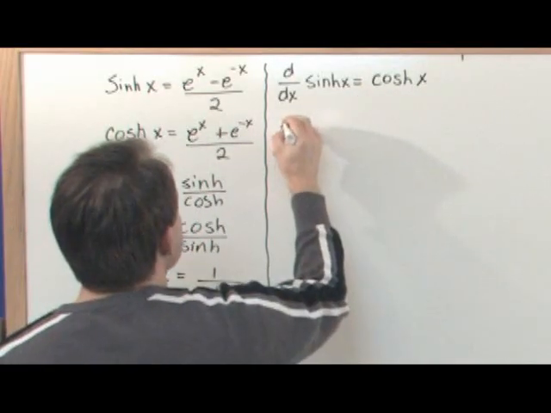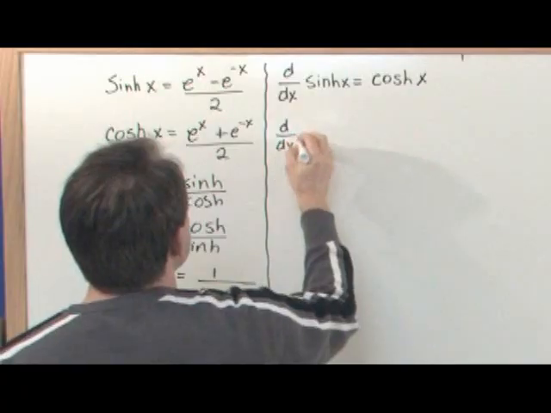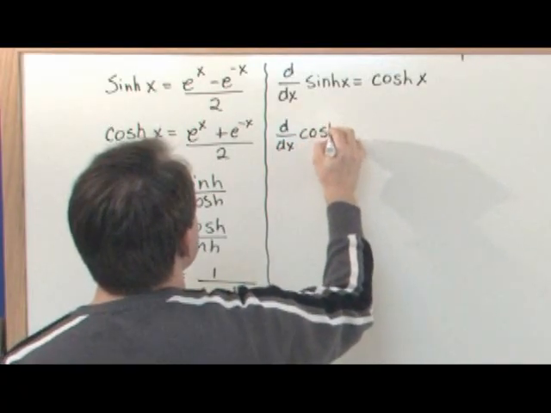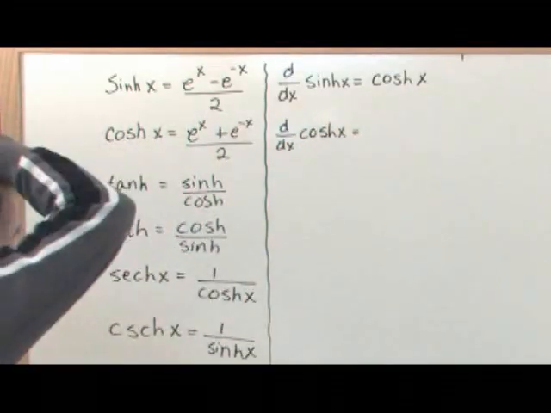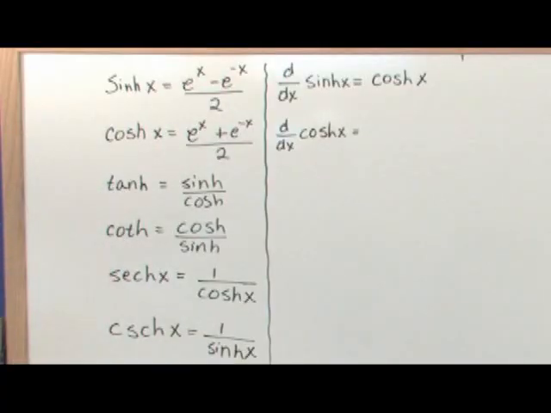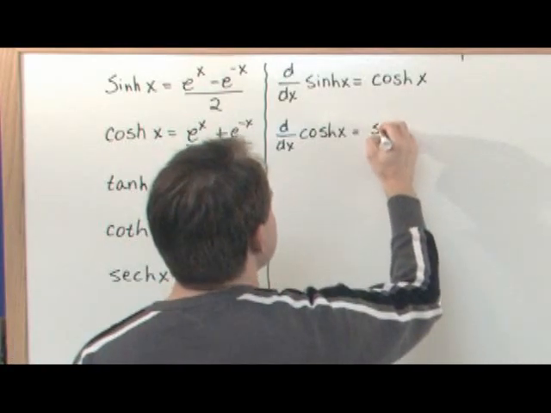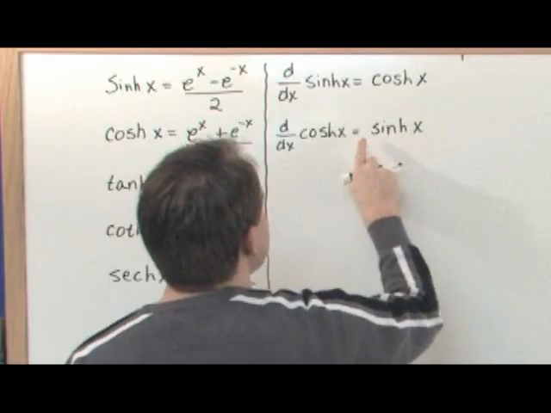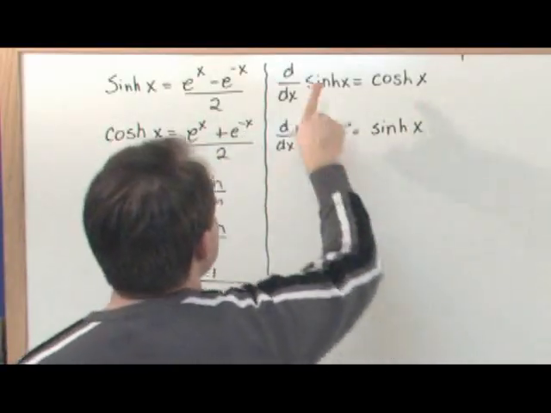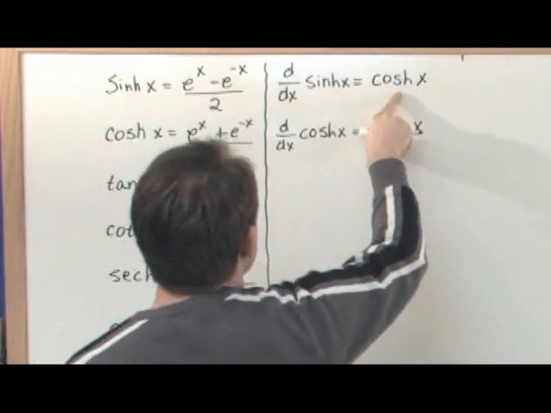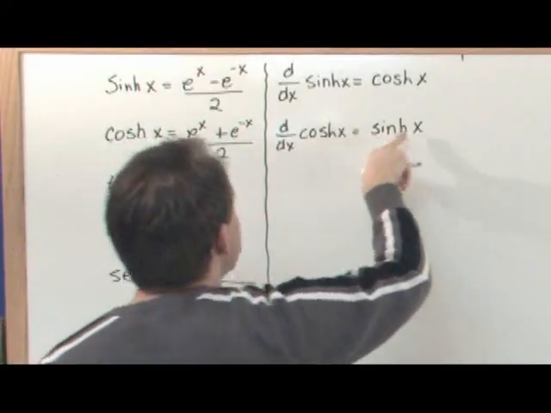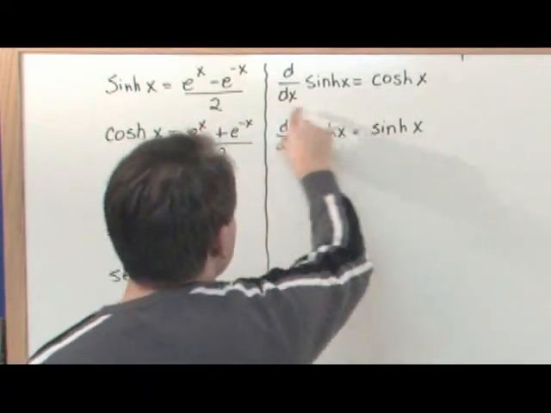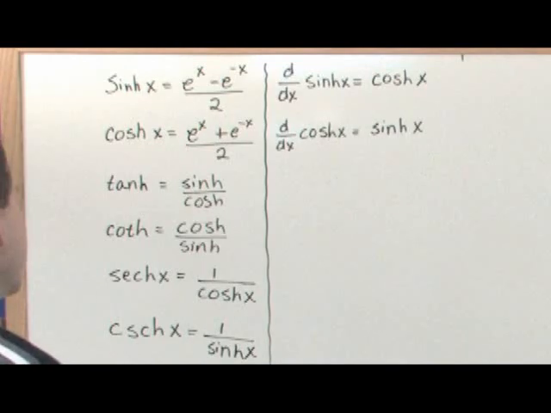Let's move on. The derivative with respect to x of the hyperbolic cosine function, well, what is it in regular trig terms? The derivative of cosine is negative sine. This one is pretty close. It's not exactly the same. There's no negative sign here, but beyond that it's the same. The derivative of hyperbolic sine is hyperbolic cosine. The derivative of hyperbolic cosine is hyperbolic sine. There's no negative here like there is for the regular trig functions, but it's very similar otherwise.